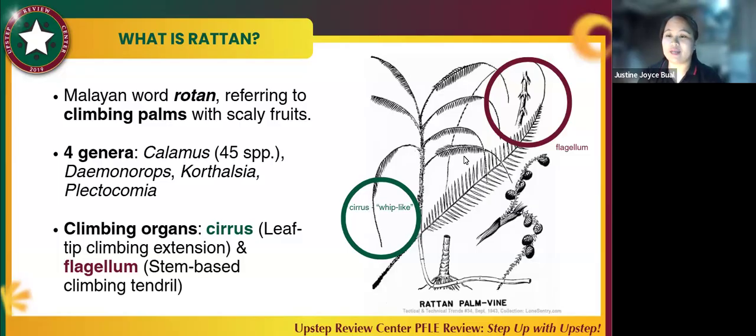For rattan, there are two climbing organs that we need to remember. The first one is cirrus and the second one is flagellum. What are the key differences of these climbing organs of rattan? The similarity is that they are both used for climbing, but the difference is that the cirrus is a leaf extension, attached at the tip of the leaf of rattan, while the flagellum is actually attached on the stem of the rattan. That's how we differentiate the two organs.